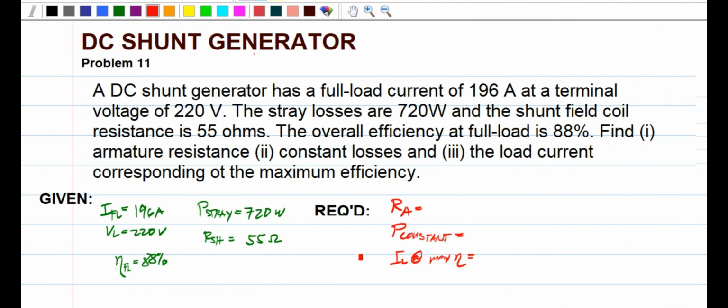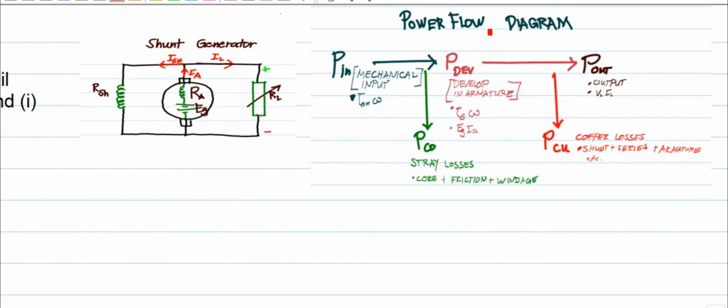Okay. First thing, we have to draw the power flow diagram and also the shunt generator. Okay, here is the power flow diagram, and this one, the shunt generator circuit, where we are going to find the RA. Now, IL is already given.